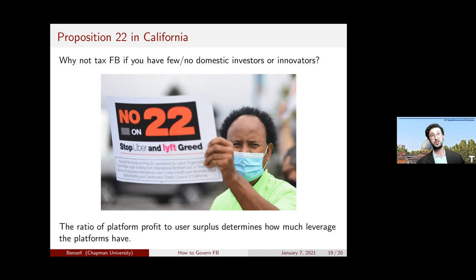Well, Proposition 22 in California, very briefly: there was a law that was passed saying that Uber and Lyft had to basically give more benefits to their drivers. Uber and Lyft said, we will leave if you make us do that. There was a proposition and California backed down. So perhaps the ultimate limit on these taxes isn't social welfare, but just brinksmanship against these big firms.